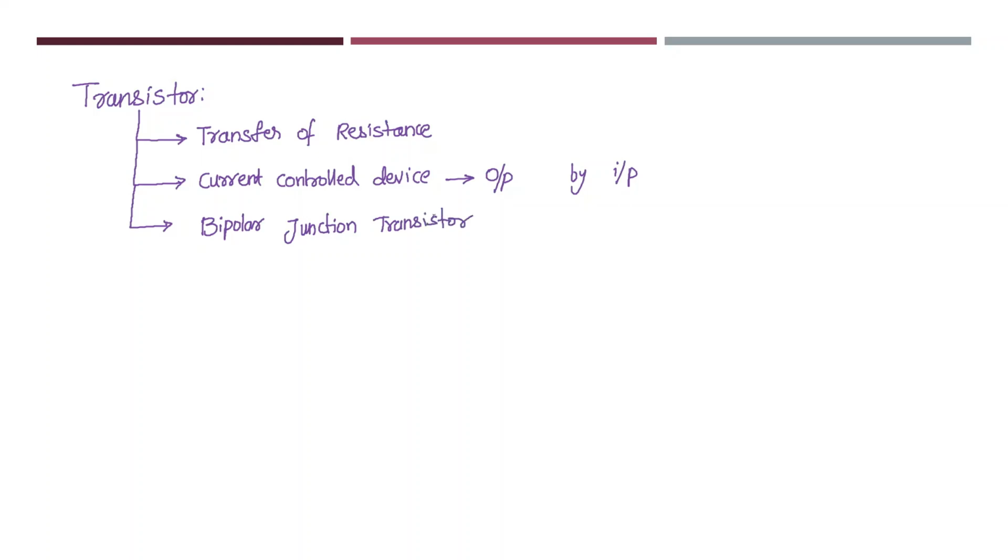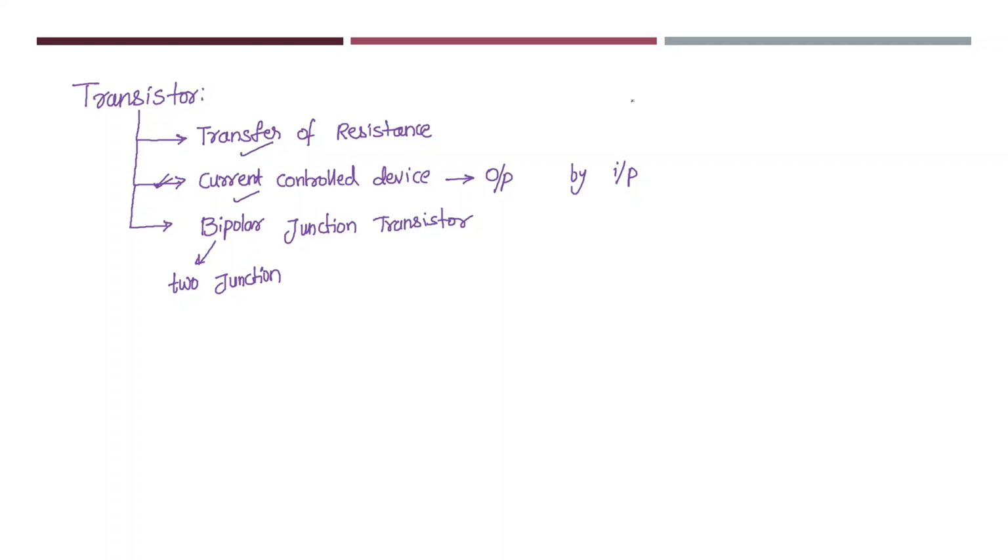So in EAMCET or engineering entrance examination, they will ask: transistor is a dash type of device. They will give the options as current control device, voltage control device, resistance control device, or none of the above. So transistor is a current control device, and it is also known as bipolar junction transistor. What is the meaning of bi? Bi represents two, so it will have two junctions. In the next slide we will see how many junctions it has. So transistor represents transfer of resistance. It is a current control device, and it is also known as bipolar junction transistor.